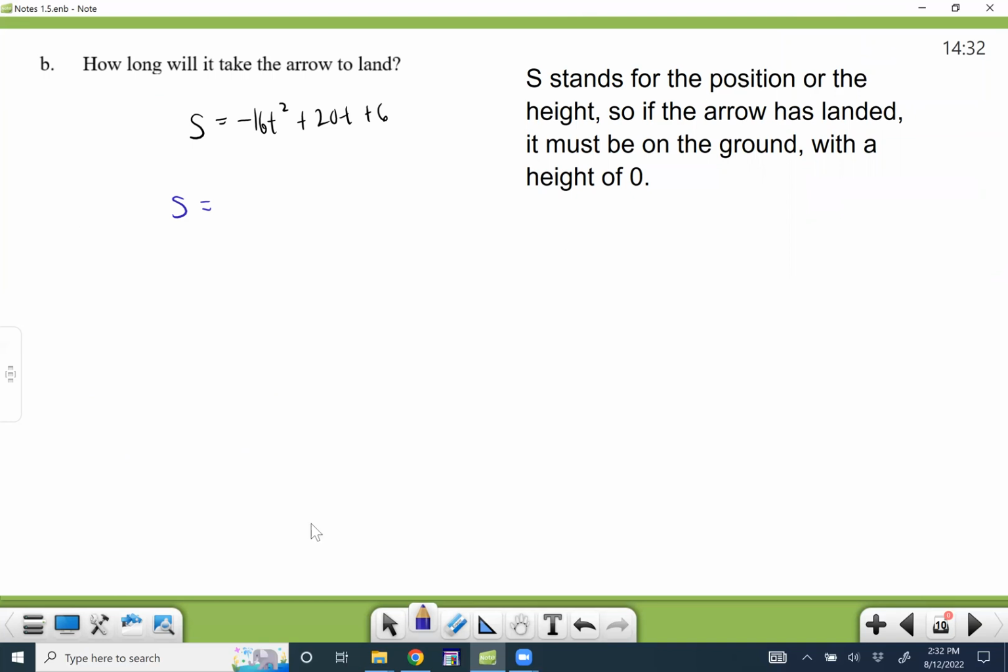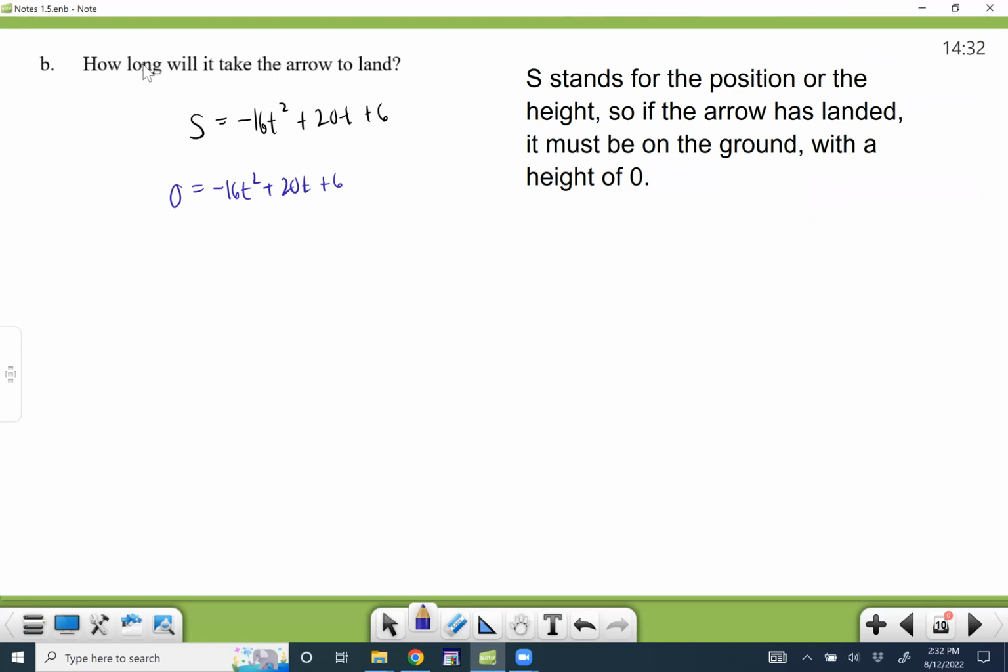I'm sorry, we don't have S equals, okay? We have 0 equals, right? We just found out S equals 0. And notice we're going to solve for the t. And that should make complete sense that we're going to solve for the t because it says how long. In other words, what's the time?